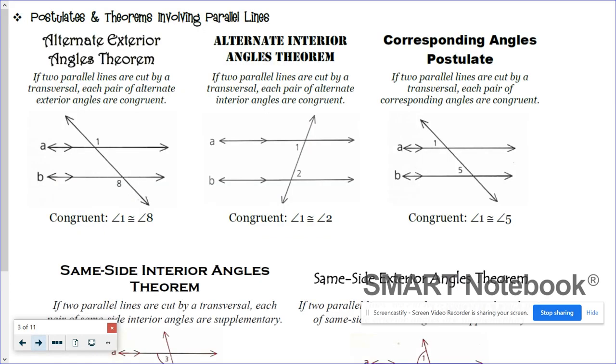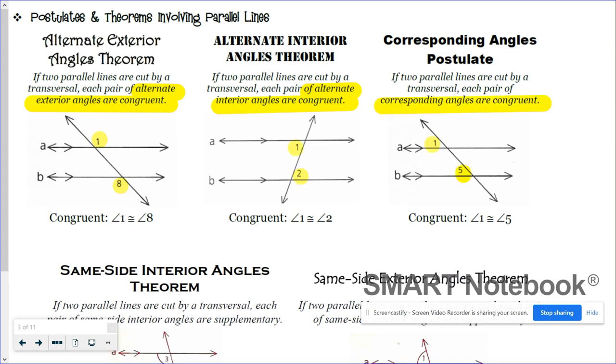So let's recap these postulates and theorems involving parallel lines. There are 5 of them total. The alternate exterior angles theorem basically says if you have a set of parallel lines cut by a transversal, then alternate exterior angles are congruent. And here they're showing us one such pair. Likewise, alternate interior angles are congruent and corresponding angles are congruent.